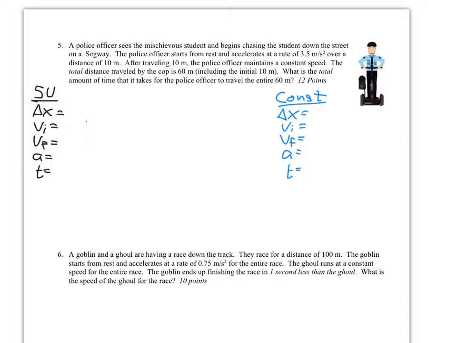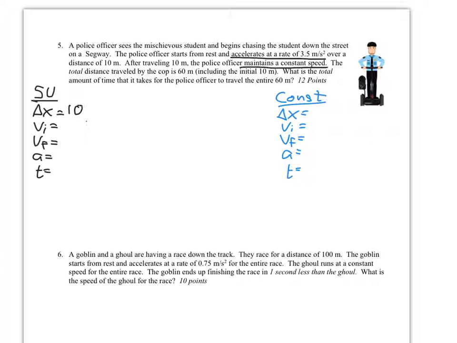Number 5 has a really important feature right off the bat that you need to recognize: this police officer is accelerating at a rate of 3.5 meters per second squared, and then after that maintaining a constant speed. That immediately indicates that we need not just one, but two setups here, one for the period of time while we're speeding up, one for the period of time where we're going at a constant speed. So I'm going to fill in what I know for each one.